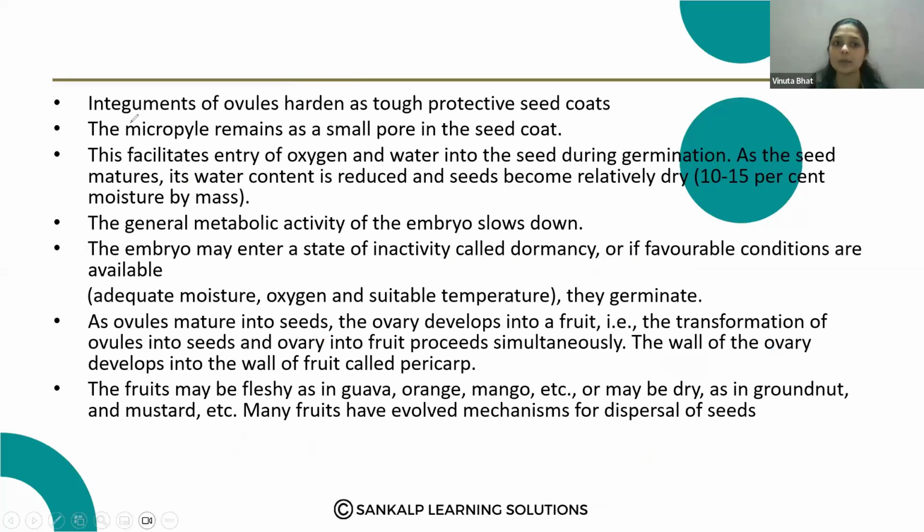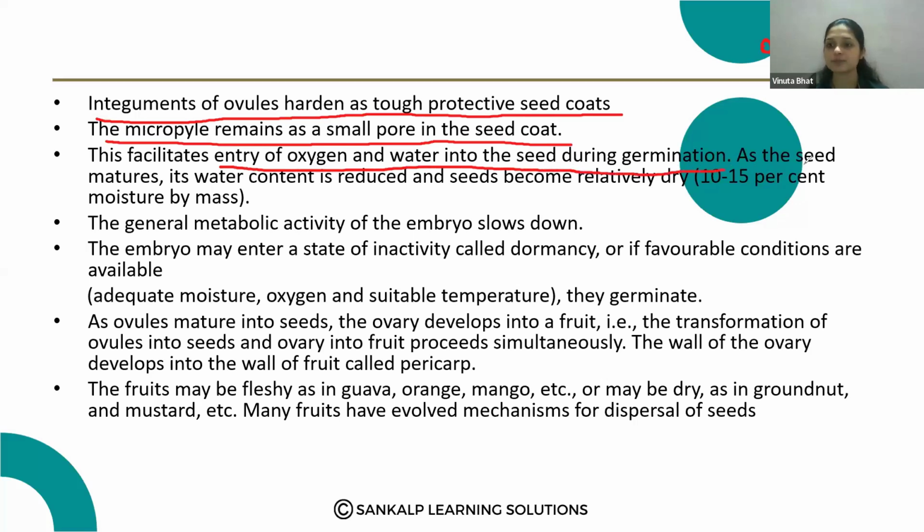The integuments of the ovules harden as tough protective seed coats. The integuments of the ovules become the seed coat, and the micropyle remains as a small pore in the seed coat. If you look at the dicot seed, you can see that is the micropyle region. This facilitates the entry of oxygen and water into the seed during germination.